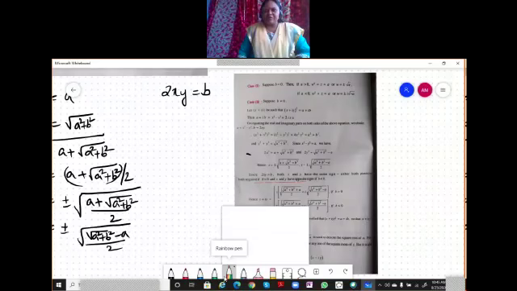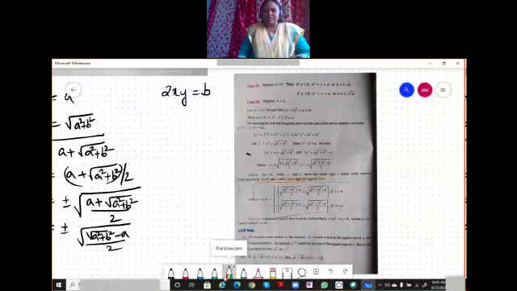Before coming to the next class, read this one. x plus iy is equal to square root of z, which is plus or minus square root of (root a square plus b square plus a) by 2, plus i into square root of (root a square plus b square minus a) by 2, if b is greater than 0. If b is less than 0, it is simple: here we have to take minus, that's all.